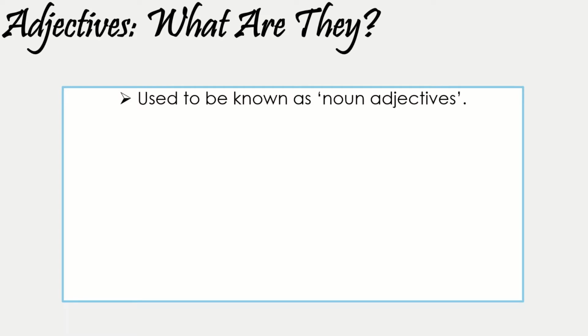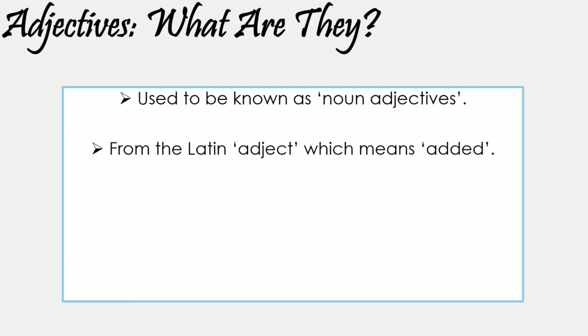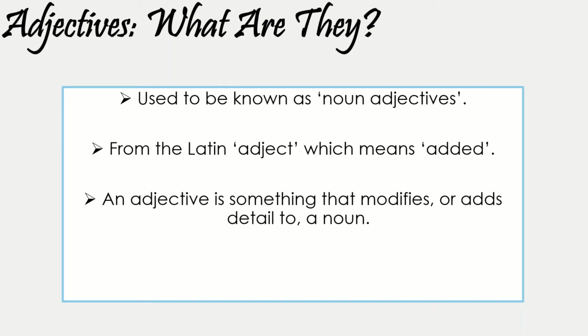However, they used to be called noun adjectives. The word adject is Latin, meaning added. So an adjective is basically something that modifies a noun or adds detail to a noun. You may have also heard that an adjective describes a noun. An easy way to remember this is that an adjective adds detail to a noun.